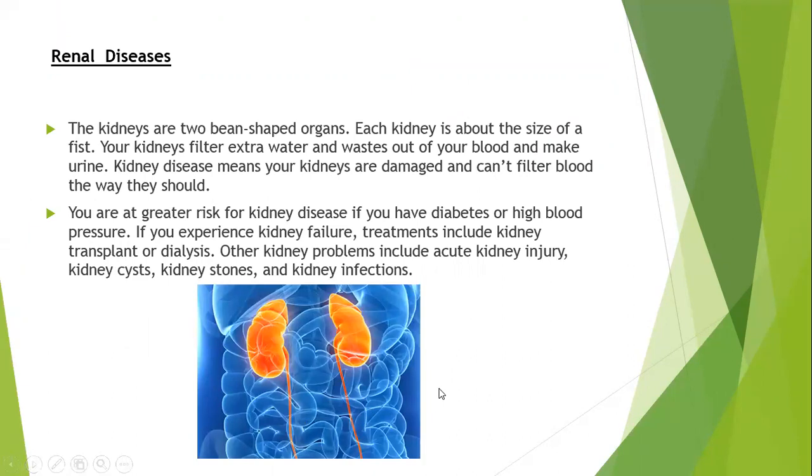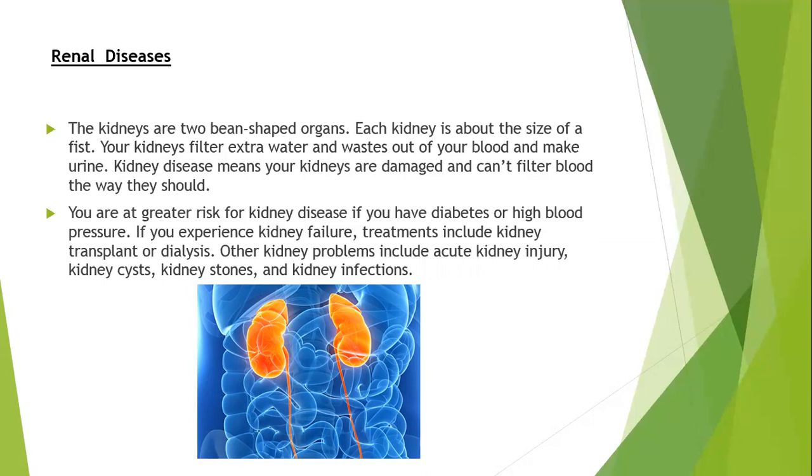So what is renal disease basically? If we do an introduction about the kidney, each kidney is composed of small functional units called nephrons. We know the kidneys are two bean-shaped organs. Each kidney is about the size of a fist. Your kidneys filter extra water and waste out of your blood and make urine.